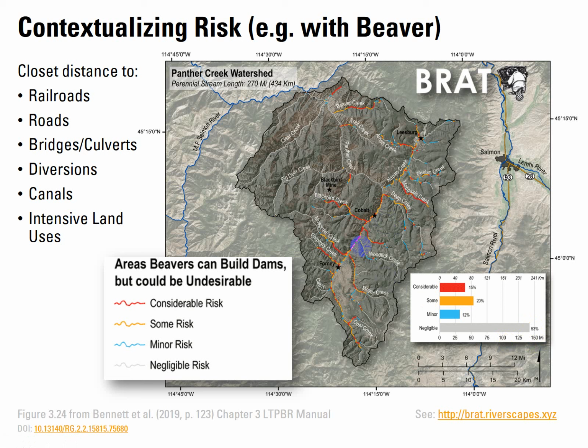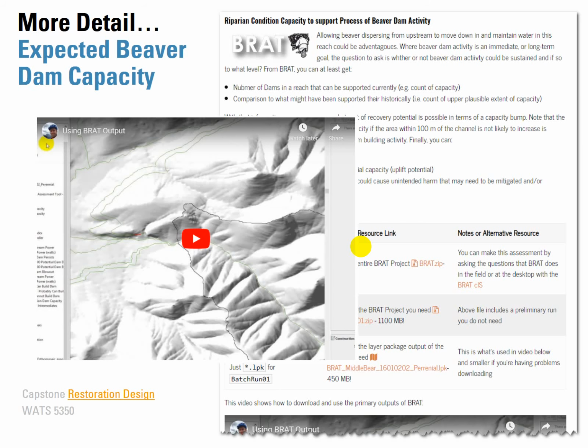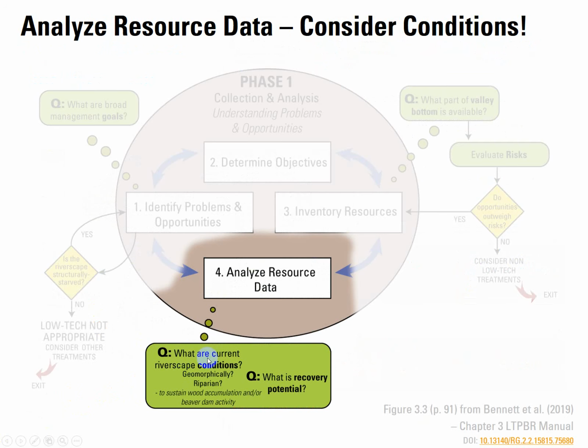If you're trying to come up with reach breaks for these questions that we're working ourselves through at a large watershed scale, this is a HUC 8, an 8-digit watershed. If you want some more information on BRAT and on those intermediate layers, there's a link here. It's on our capstone restoration design class and walks you through some of those details in a specific project context.